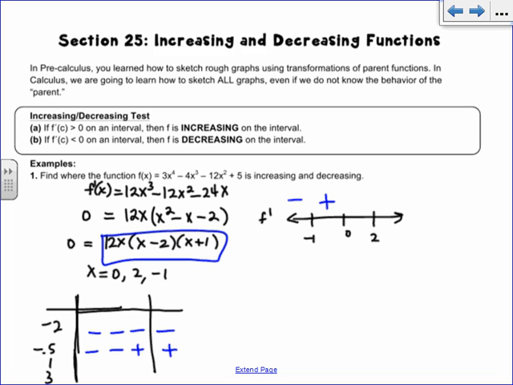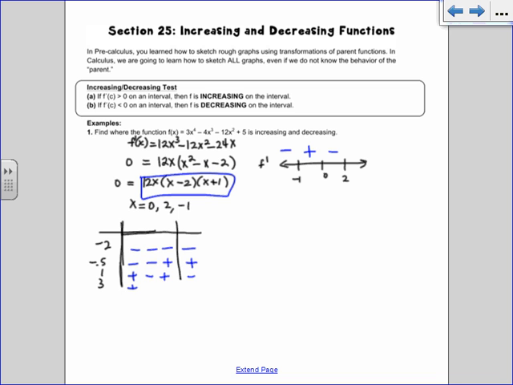And when we test 1, we get positive, negative, positive, so we get negative. And when we test 3, we get positive, positive, positive, so we get positive. It's not always going to alternate like that. All right, so this means that we go down, we go up, we go down, and then we go up. Which makes sense because look at the original.